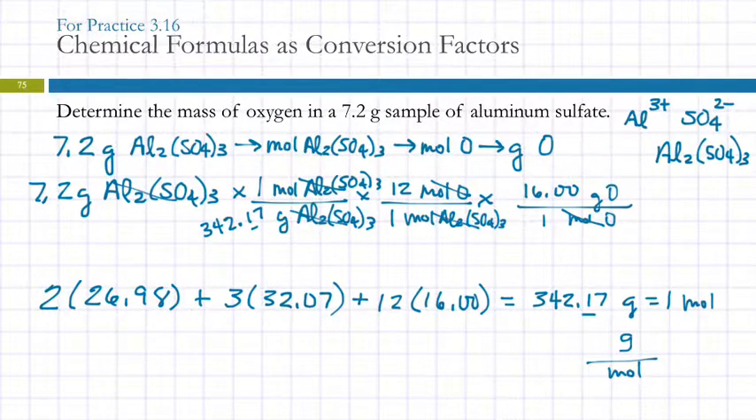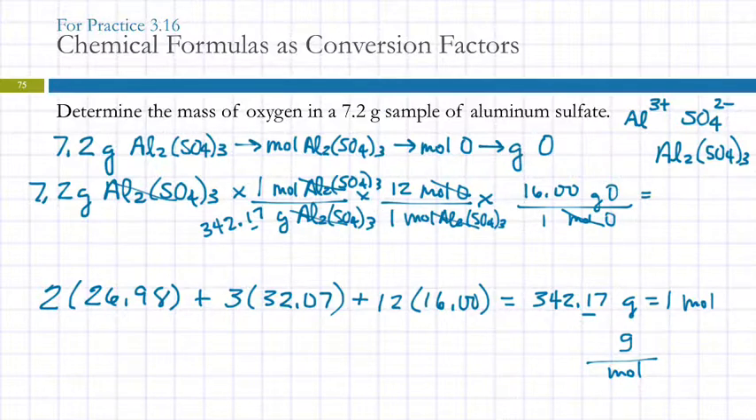So I've got 7.2 divided by 342.17 times 12 times 16. And I end up, my starting number had 2 significant figures. Everything else has more. This 12 is exact.